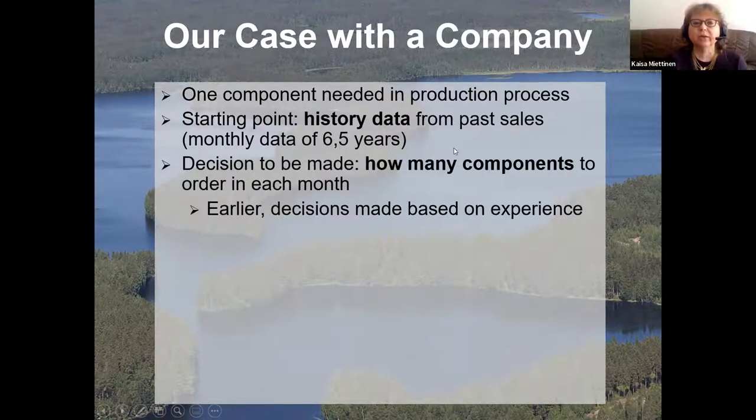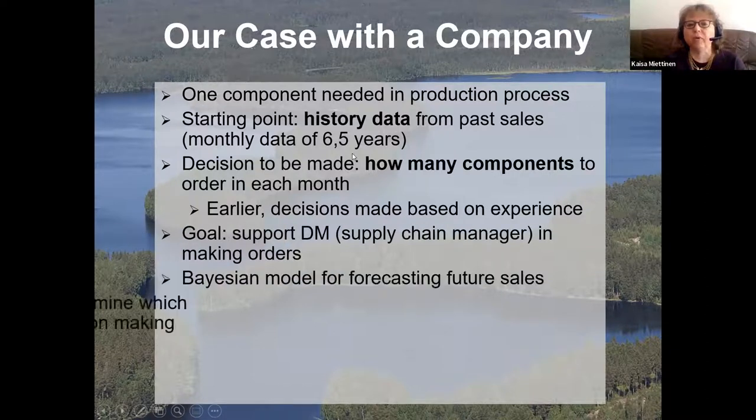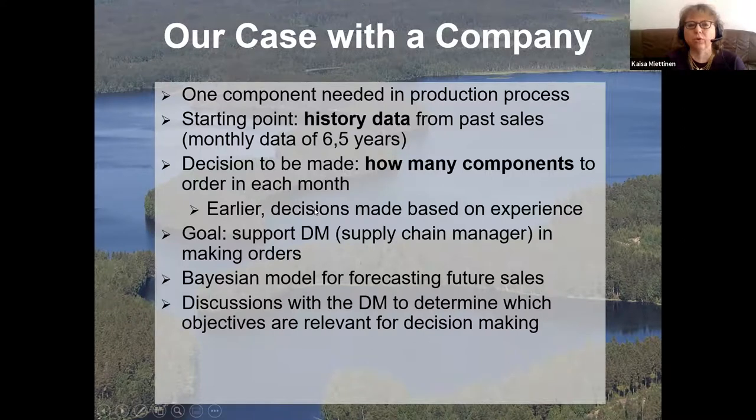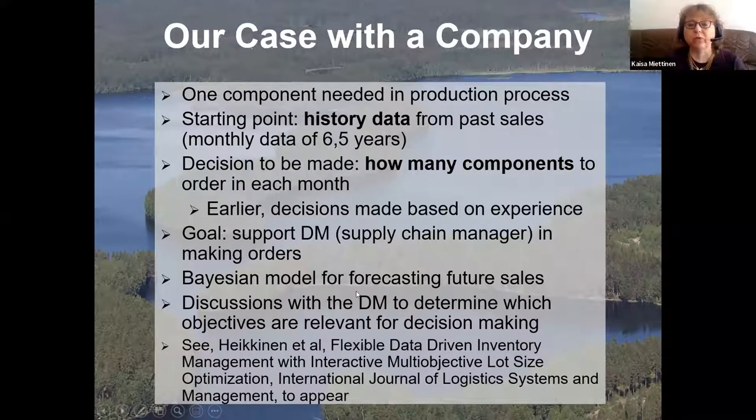And based on that, the decision to be made was how many components to order in each month, when the delivery of these components would take 3 months from the order. And we wanted to support the decision maker in making the orders. We made a Bayesian model to forecast the future sales based on the data and determine the relevant objectives with the decision maker in question.